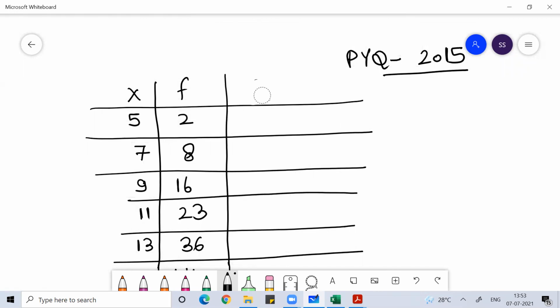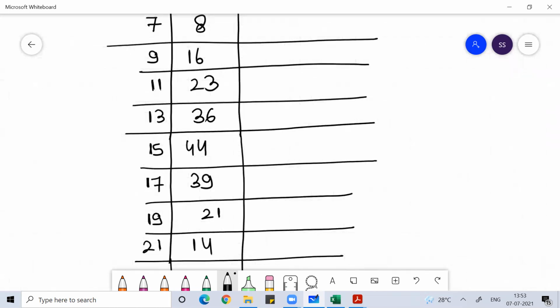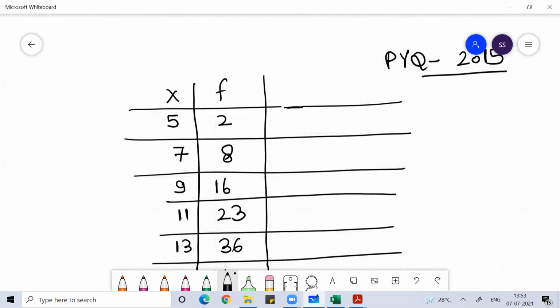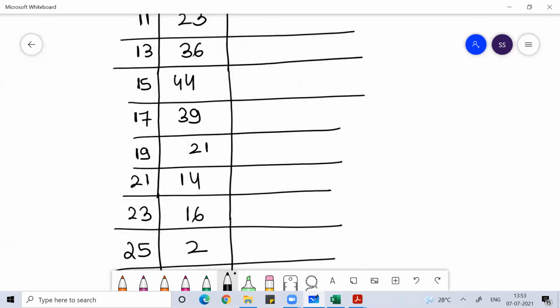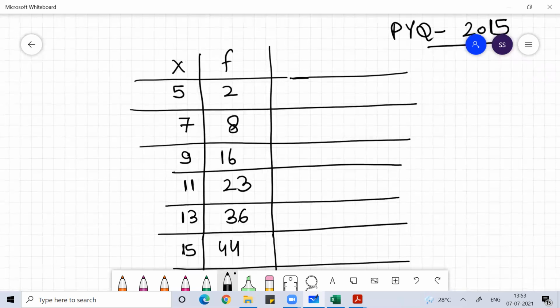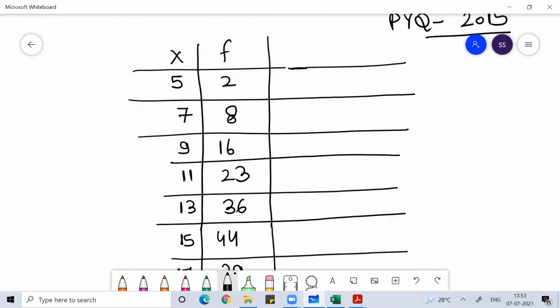Before I multiply them, if I want to do the step deviation method, I can do it normally also, or I can use the step deviation method. If I see this data, this is arranged in ascending order. So I can take the middlemost value, or the lowest value, or the highest value, or any value. Doesn't matter at all. Your answer will be independent of that.